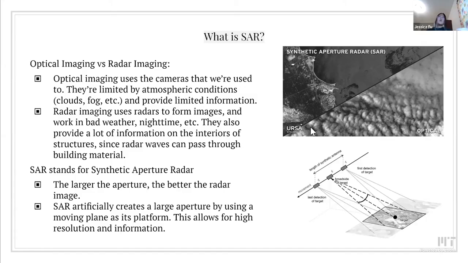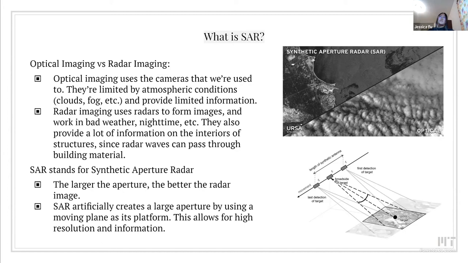So what is SAR? In order to understand it, we need to know the difference between optical and radar imaging. Optical imaging is the type of photography we're used to on a daily basis, like an iPhone or a film camera. Because it relies on photons emitted by a light source, optical imaging is limited by atmospheric conditions and provides limited information. It also doesn't work very well at nighttime because of course there's no light.